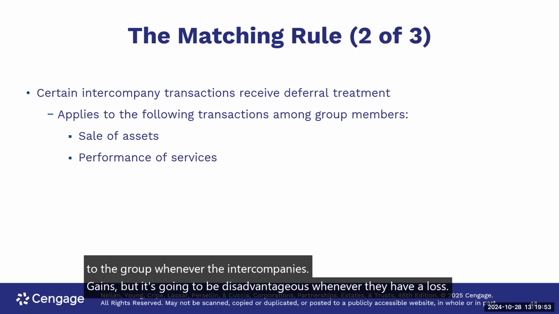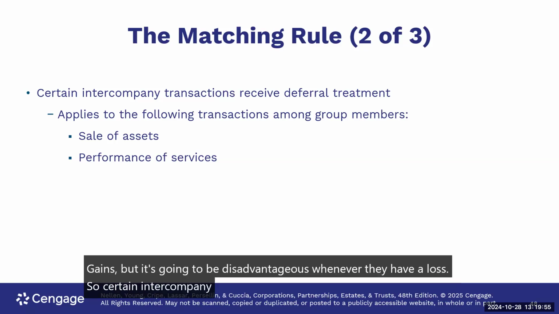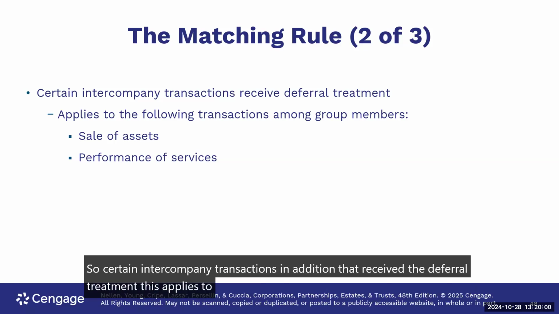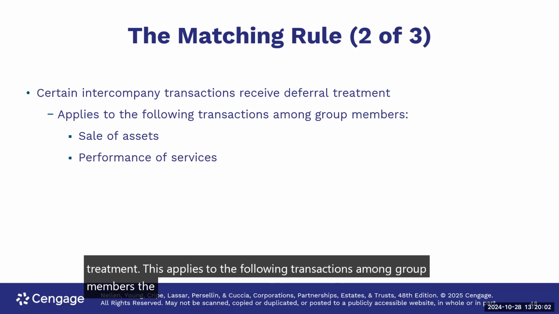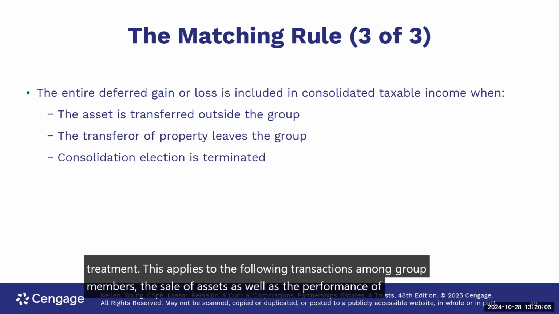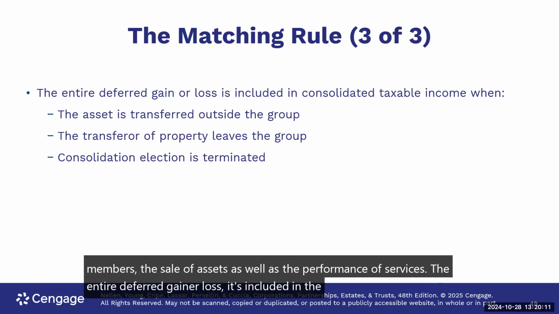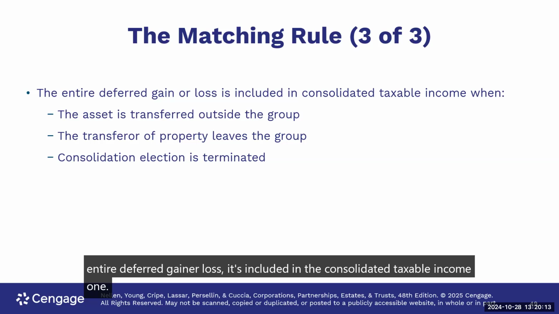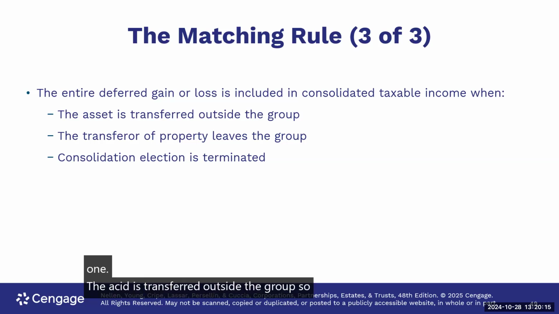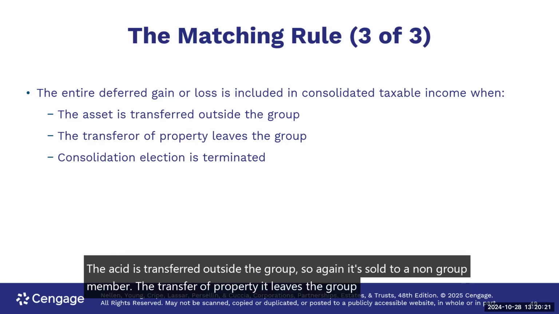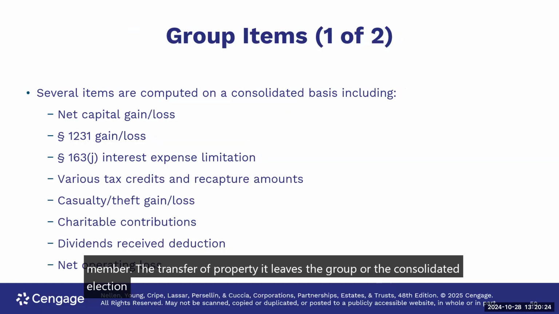Certain intercompany transactions, in addition, receive deferral treatment. This applies to the following transactions among group members: the sale of assets, as well as the performance of services. The entire deferred gain or loss is included in the consolidated taxable income once the asset is transferred outside the group, so again, it's sold to a non-group member, the transferred property leaves the group, or the consolidated election is terminated.